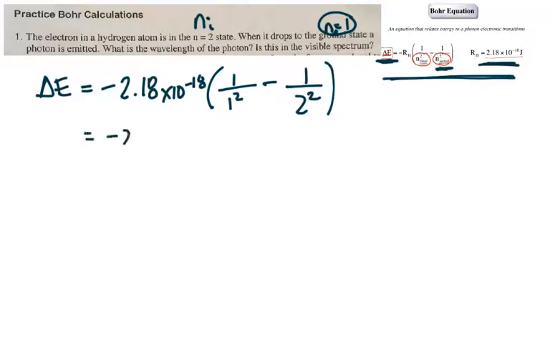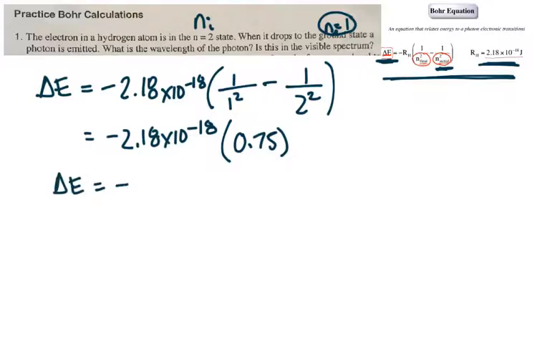That gives me negative 2.18 times 10 to the negative 18 times 0.75. And then when I multiply those together, my delta E gives me negative 1.635 times 10 to the negative 18. And then energy is measured in joules. The unit was joules here for the constant. We had joules, and then the energy levels don't have units. Okay, so there I am.